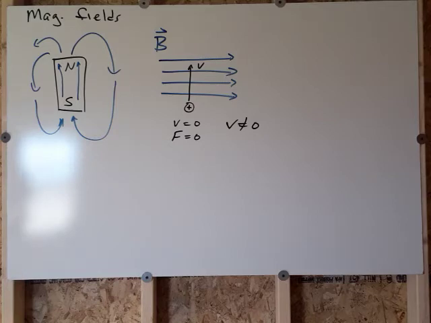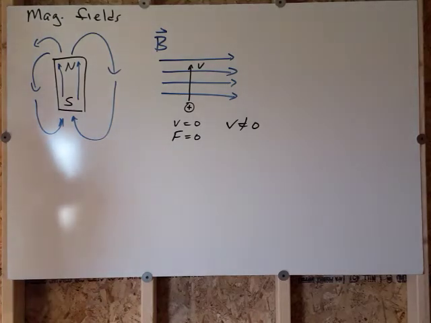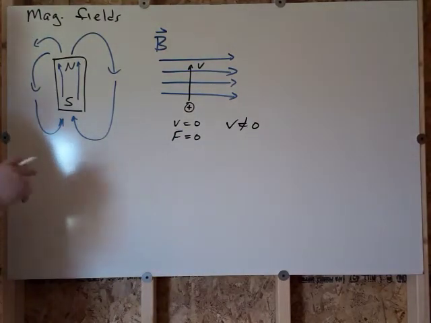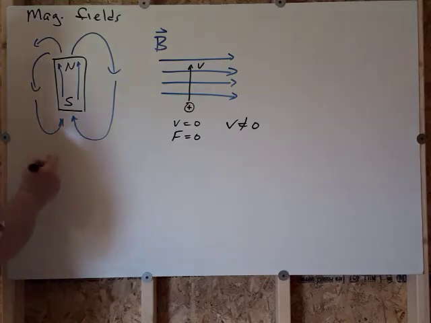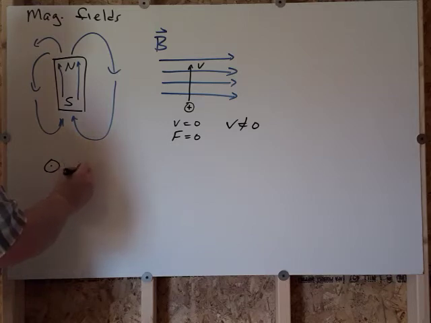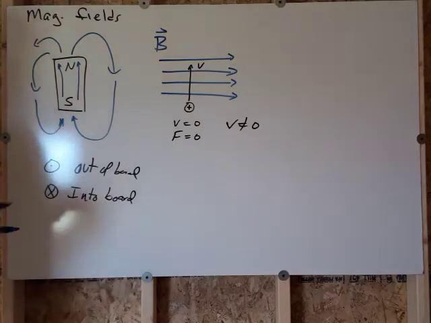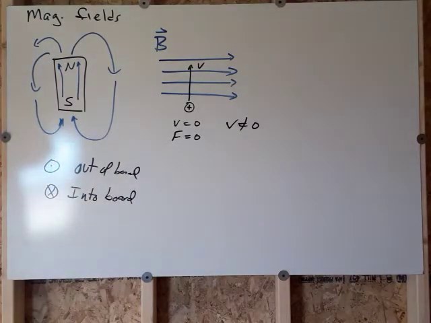And obviously I don't have a third color marker for some reason. Here we go. Well, so remember, when we do into and out of the board, a circle with a dot is out of board. And a circle with an X is into board. I have to be very careful not to do cursive here because I can tell it's not working.